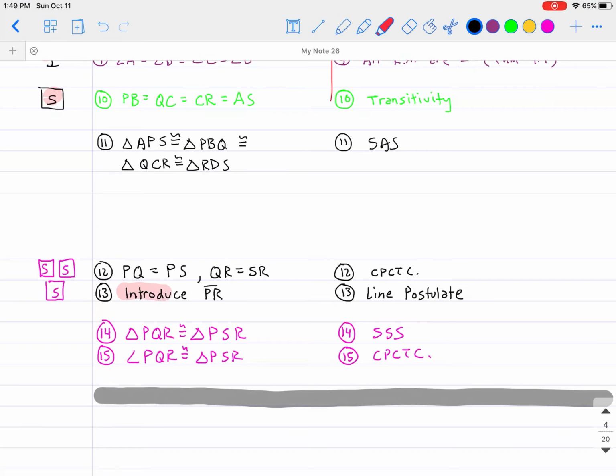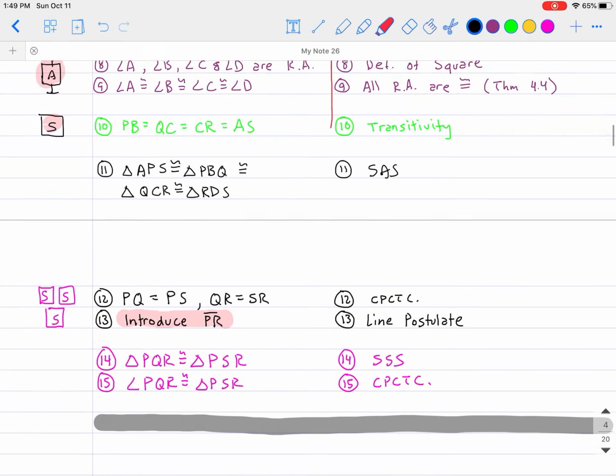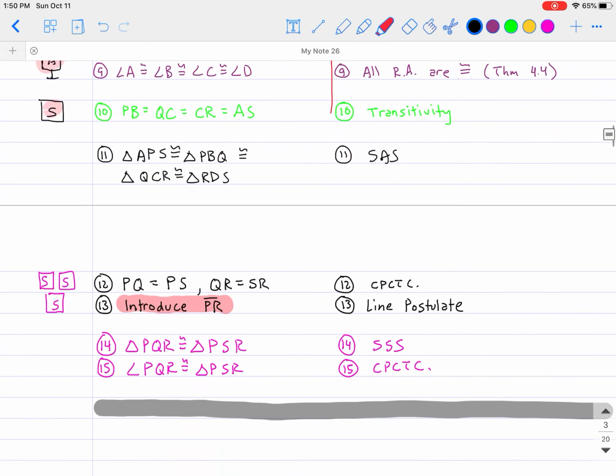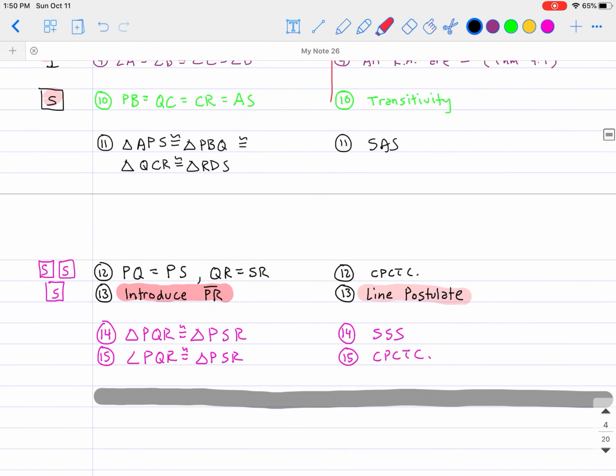Next, this part is going to be kind of new, so we're going to be looking into this more in chapter 6. We're going to introduce the segment PR because we technically never had that at the very beginning, right? PR was something that I had to introduce so that we can see the triangle. The reason for that is the line postulate. If you remember, if you have 2 points, there exists exactly 1 segment that contains them. So whenever you want to create this line, that's where the line postulate comes in.